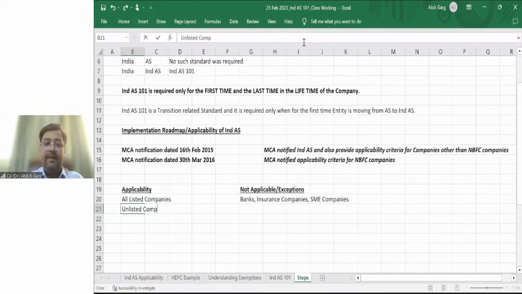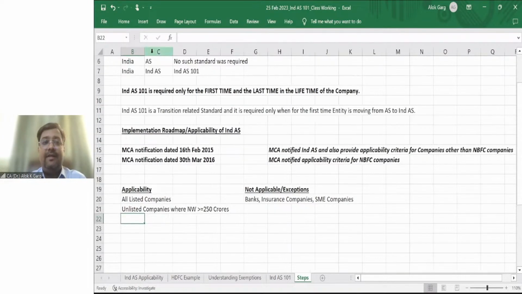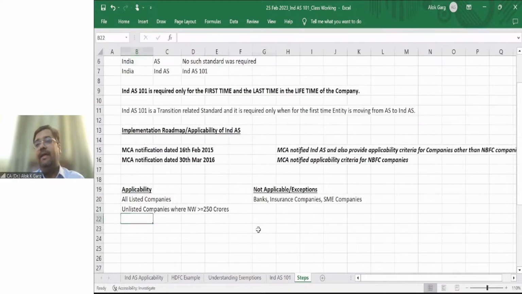Ind AS will be applicable only to unlisted companies where net worth, NW means net worth, is greater than or equal to 250 crores. 250 crores, right? So any company whose net worth is equal to or greater than 250 crores, Ind AS will be applicable, right? Ind AS will be applicable. Clear?